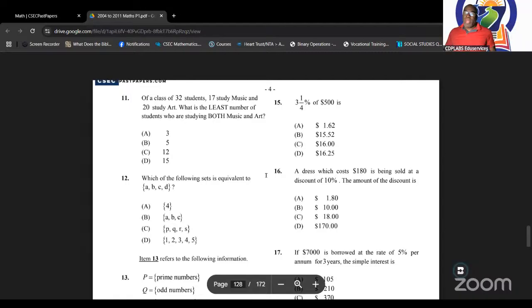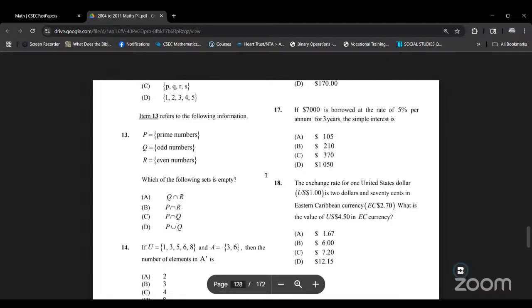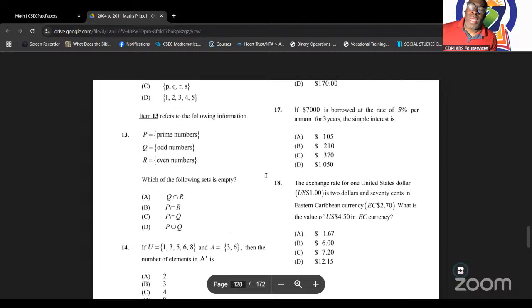All right. Now let's go to question number 13. Go ahead and read that one. Item 13 refers to the following information. P, prime numbers; Q, odd numbers; R, even numbers. Which of the following sets is empty? What do you mean by empty set? What do we mean by that? It has nothing in it.